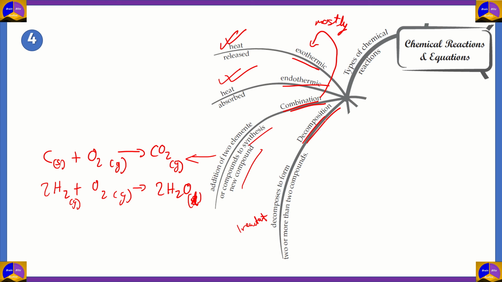Now, decomposition can happen in various ways. You can decompose elements by heating. This is called thermal decomposition. And the example for this is the decomposition of calcium carbonate. So CaCO3, which is a solid, in the presence of heat, turns into CaO, solid, plus CO2, gas. Another type of decomposition is electrolytic.